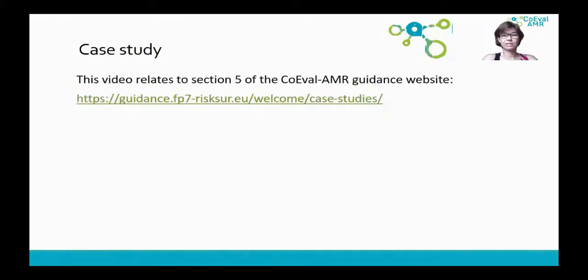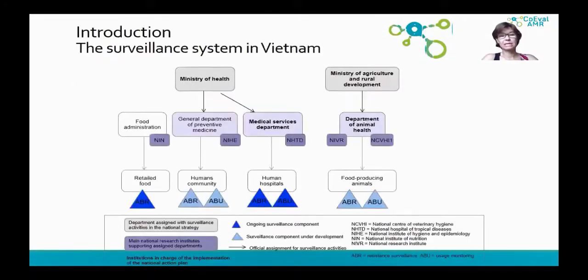So this case study presentation is related to section 5 of the guidance website that you can visit following the link mentioned on this slide. As an introduction, I would like to briefly describe the surveillance system for AMR in Vietnam. In Vietnam, the authorities have developed an interministerial strategy to combat AMR, including the implementation of an intersectoral surveillance system. At the time of the evaluation in 2019, this surveillance system was still under development.